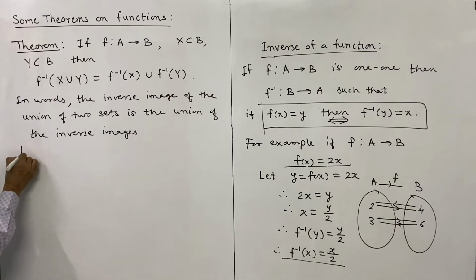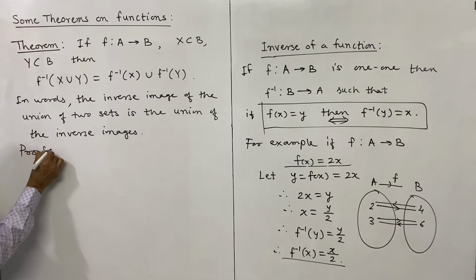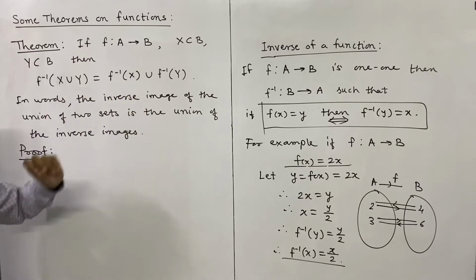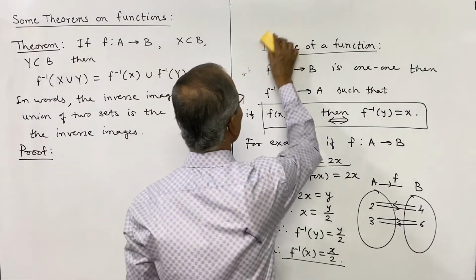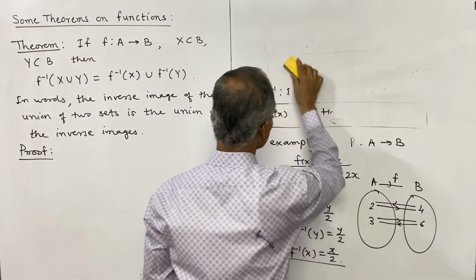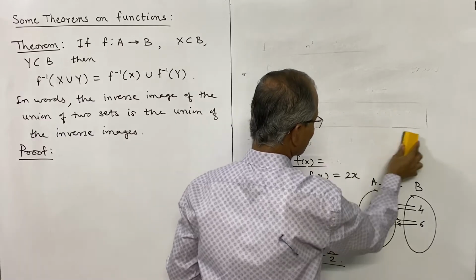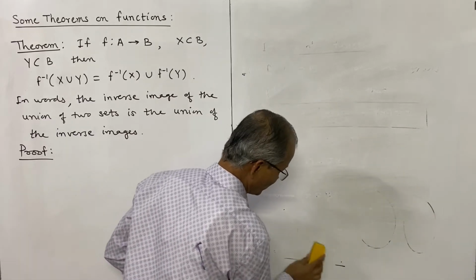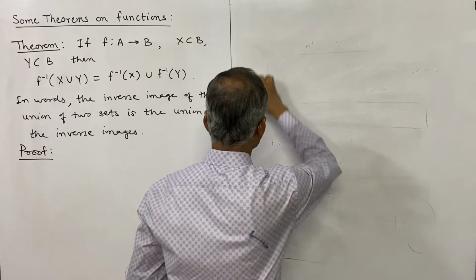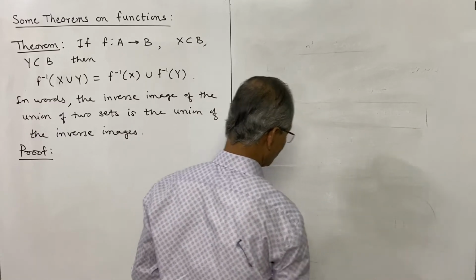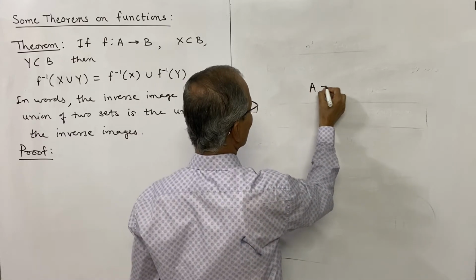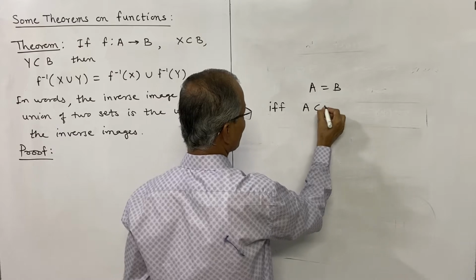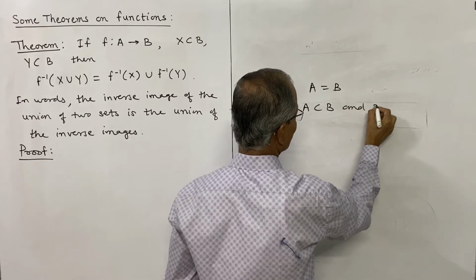Now it is easy to prove the theorem. What we shall have to prove is the equality of these two sets, and we say two sets are equal if the first is a subset of the second and conversely the second is also a subset of the first. That means A is equal to B. We say the set A is equal to B if and only if A is a subset of B and B is a subset of A.